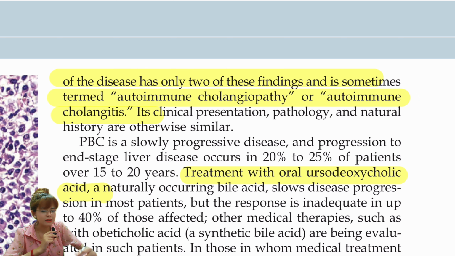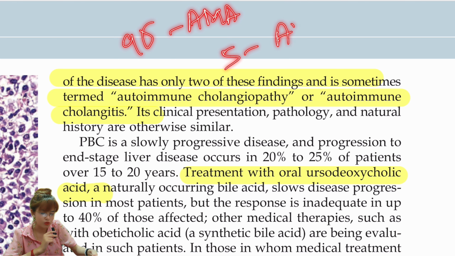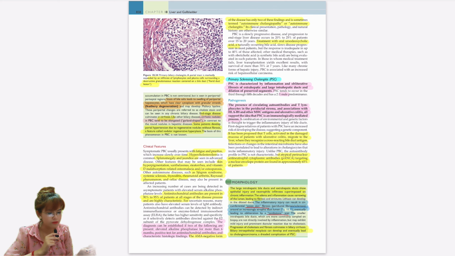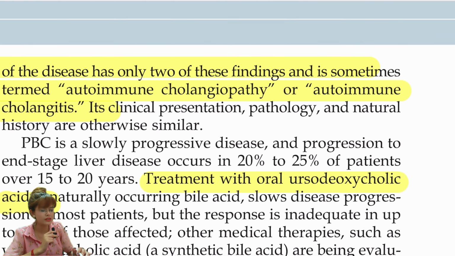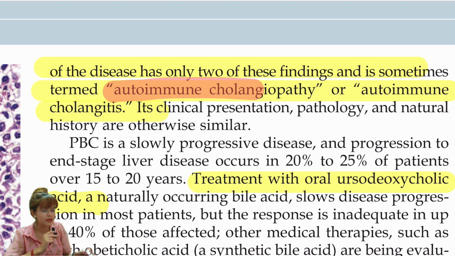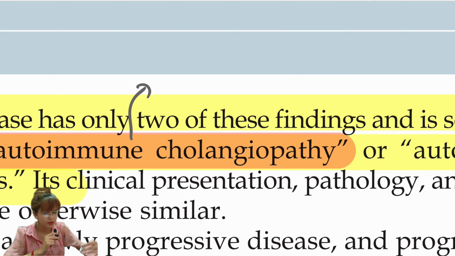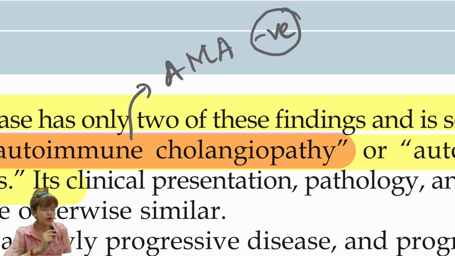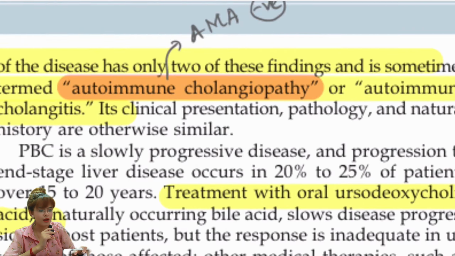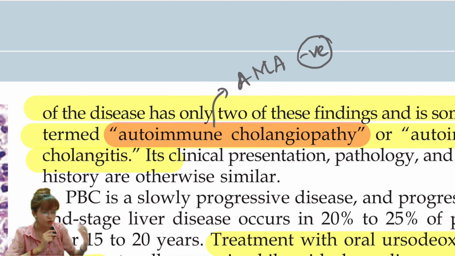So you know that 95% of them are AMA positive and 5% are AMA negative. So when you say AMA negative, they only have two of these findings, and this is what is called autoimmune cholangiopathy. So if you're asking what you find in autoimmune cholangiopathy, it is AMA negative in all these cases, right? So if AMA is positive, it means primary biliary cholangitis, and if AMA is negative, then it is autoimmune cholangiopathy.